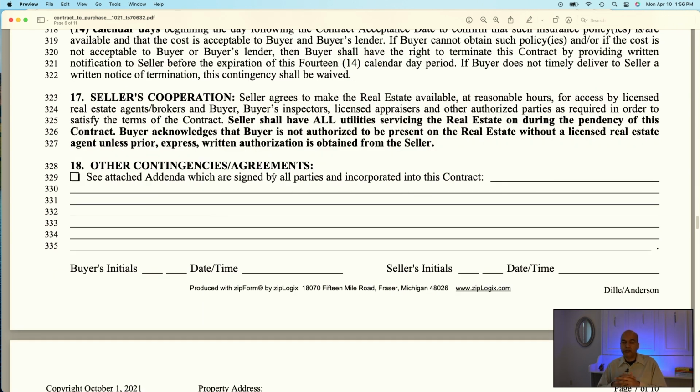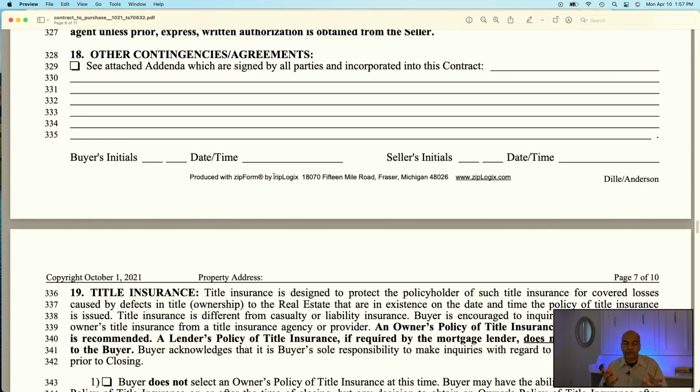Seller's cooperation. Seller agrees to make the real estate available, reasonable hours, to be accessed by the buyer, the real estate agents for the buyer, the inspector, any appraisers, and anybody else who's authorized to be there to help move this transaction forward. Section 18, you can put in any other items in there that you need to request.